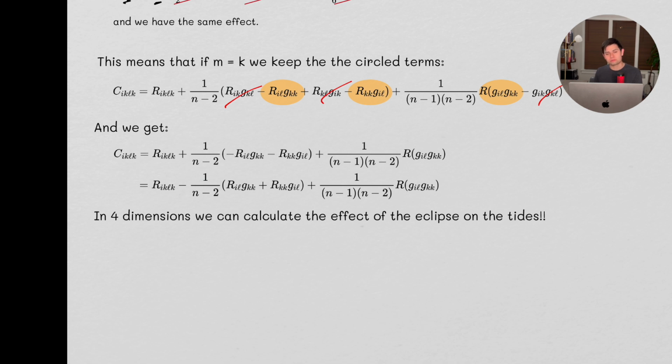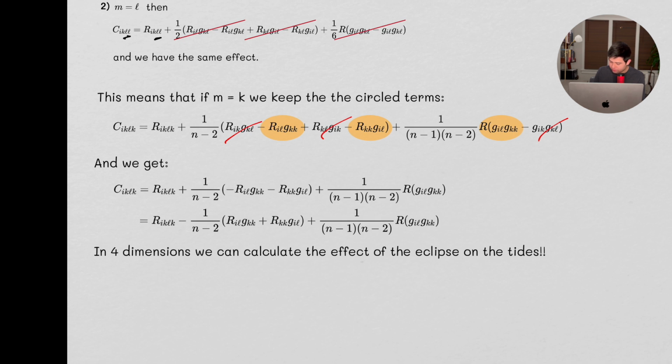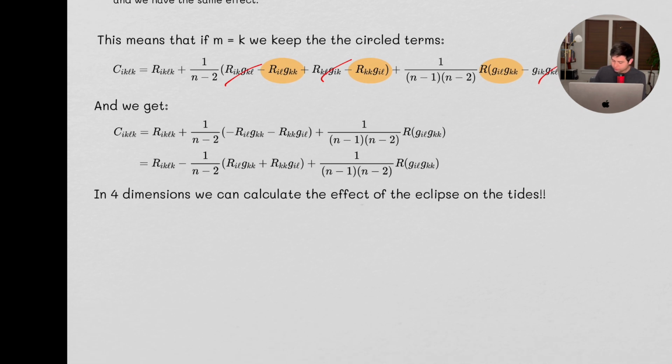right? So this is interesting, right? So we can do the same thing if m was equal, or if L was equal to k. We just preserve these terms that we canceled and get rid of these ones. All right. So what do we have here?